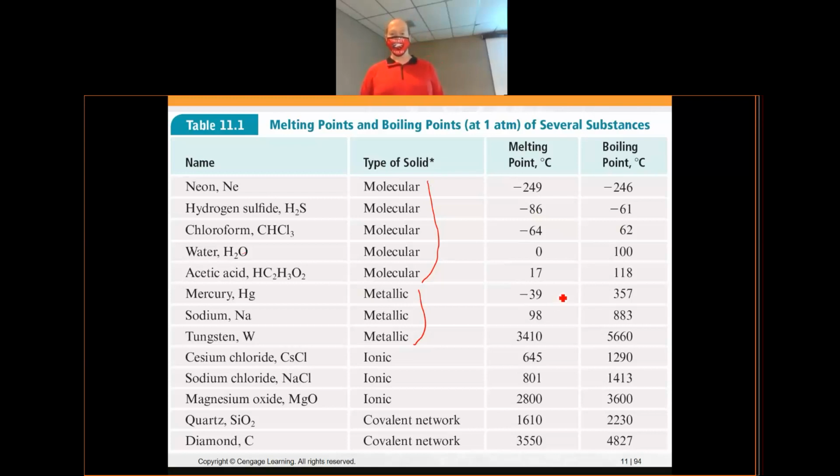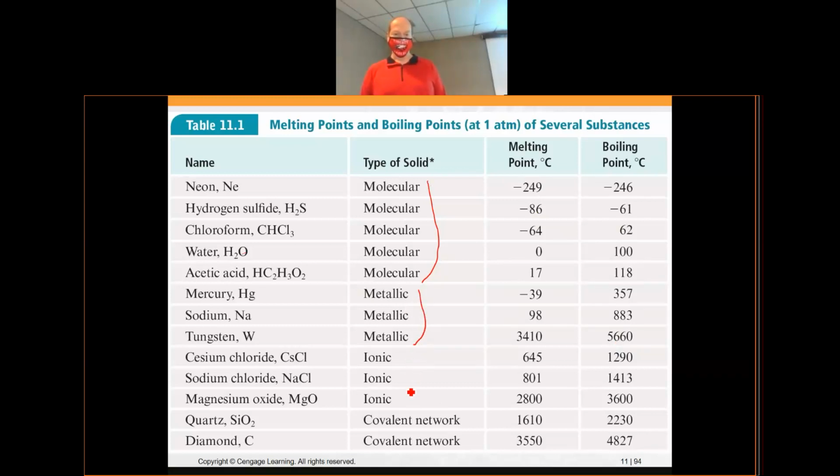And then we look at tungsten, which is used in light bulbs. It has a melting point of 3,410, a huge range in melting points for your metallic solids. Also a huge range for your boiling point, at 357 all the way up to 5,660 degrees Celsius for tungsten. All right, so these have varying melting and boiling points.